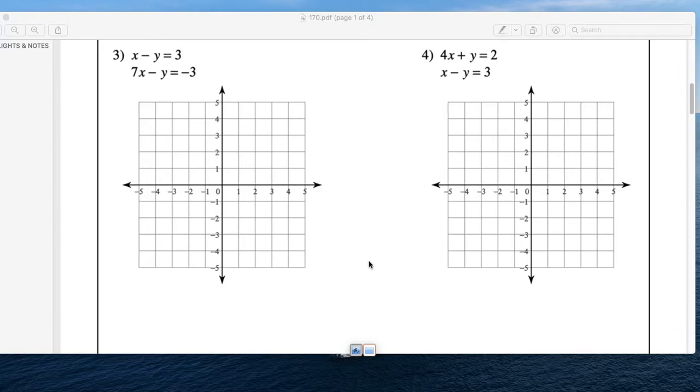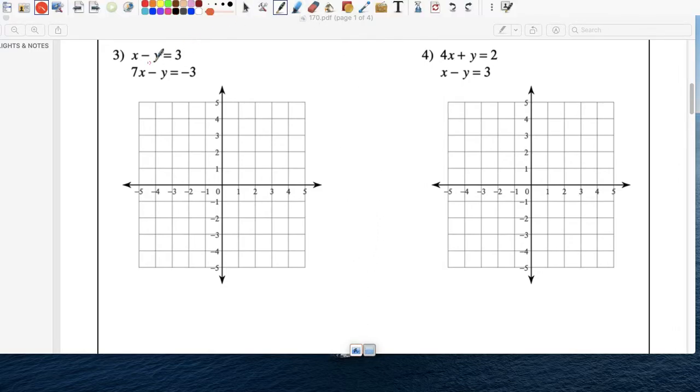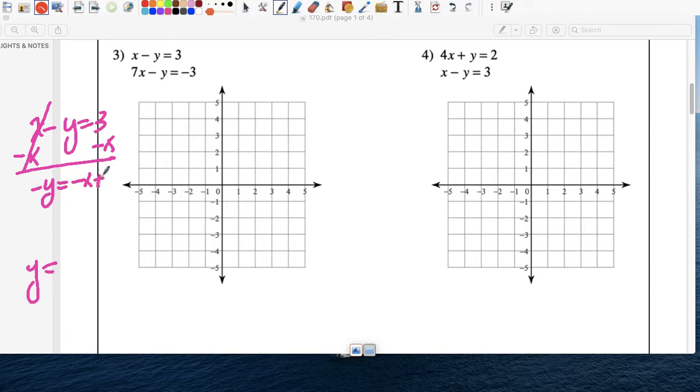For problems 3 and 4, you have to do a little bit of rearrangement. The first equation is x minus y equals 3. I want to isolate y, so I want it to look like y equals mx plus b. Let's get rid of the x first, so minus x on both sides. I get -y equals -x plus 3, because that's a +3. Remember, there's a 1 over here, -1.